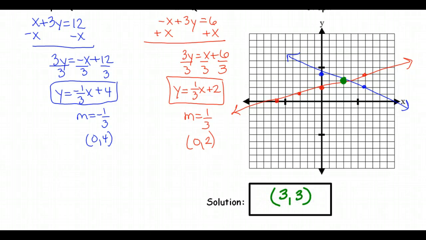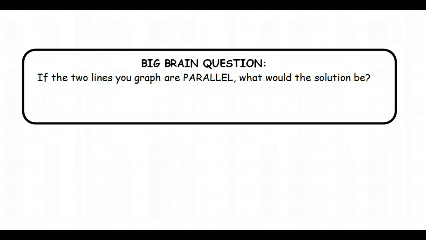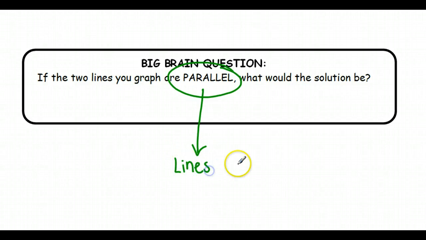All right, let's go on. Oh, we got a question. If the two lines that you graph are parallel, what do you think the solution would be? So the key thing here is to think about what parallel lines are. Remember that parallel lines are lines that never intersect. So let's write that, lines that never intersect.